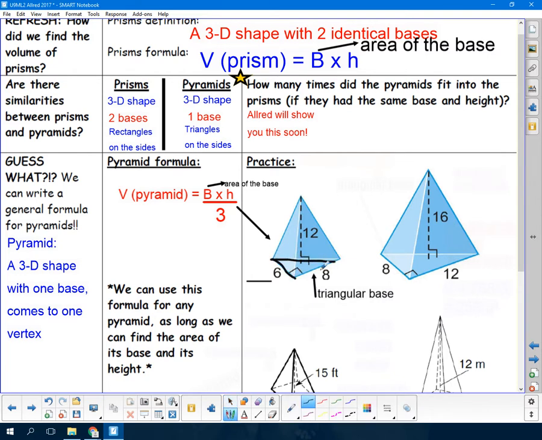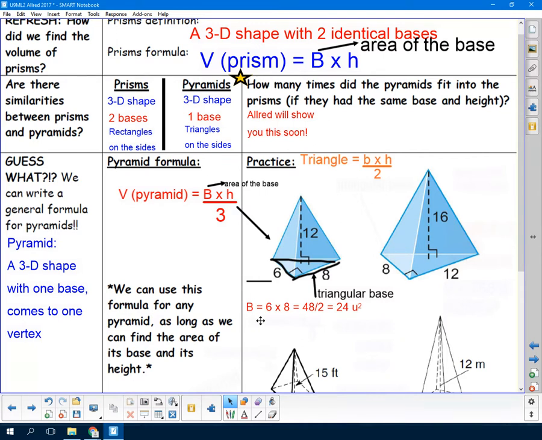That's a triangular base for that pyramid. To find the area of a triangle, we do base times height divided by 2. So for this triangle, its base is 6, and it's 8 units tall. To find the area of that triangle, the big B, I would do 6 times 8 and get 48, and divide by 2, I'd have 24 units squared for the big B, the area of the base.